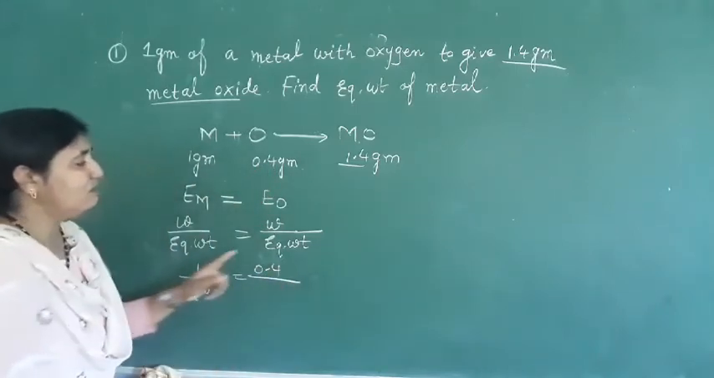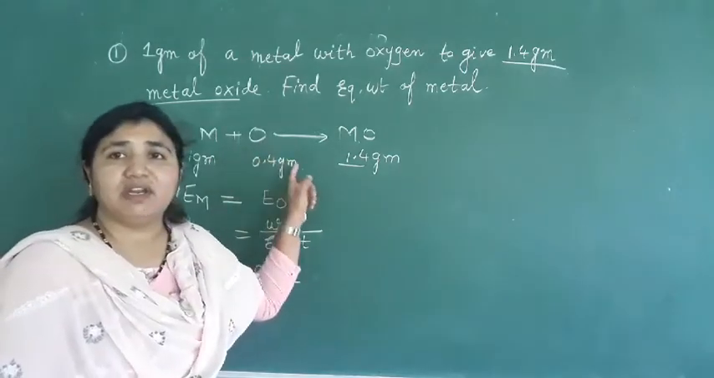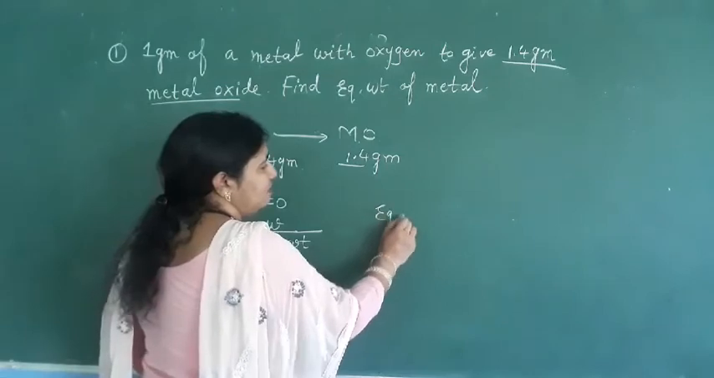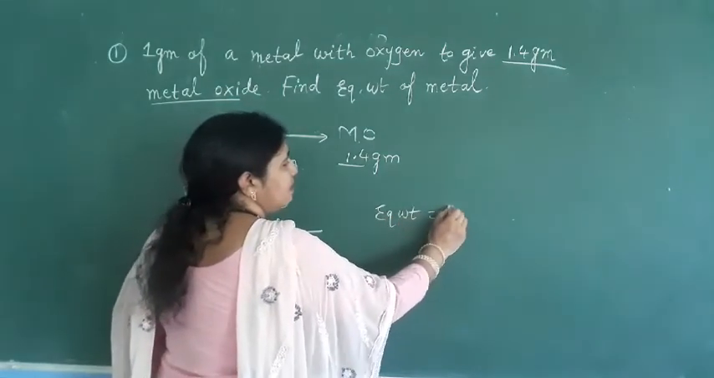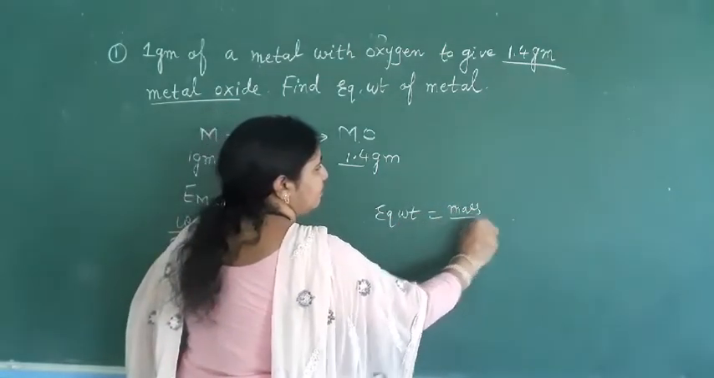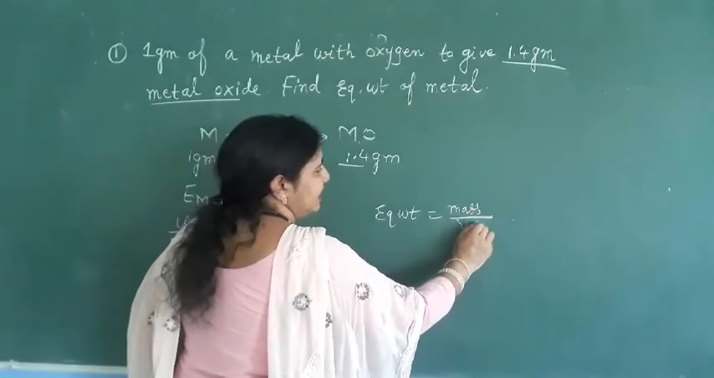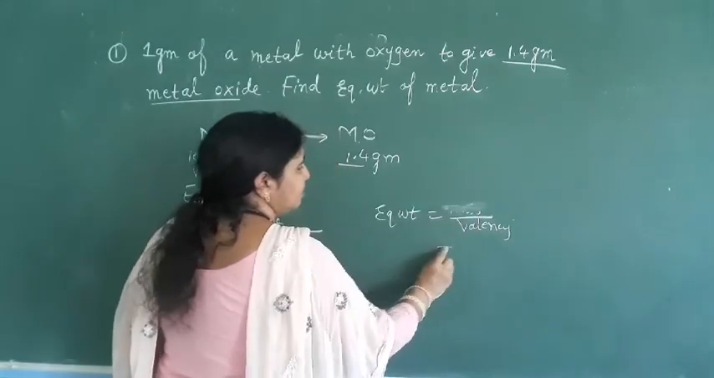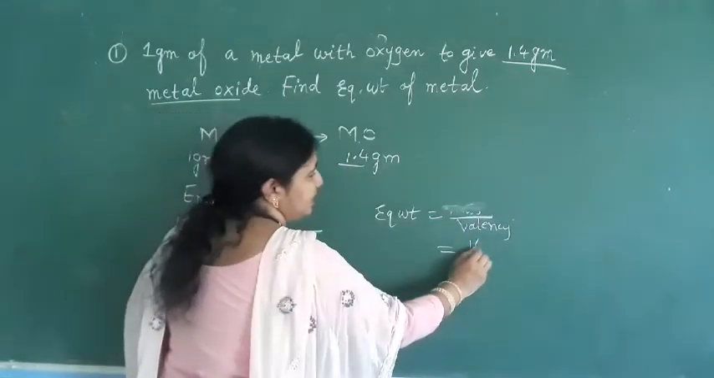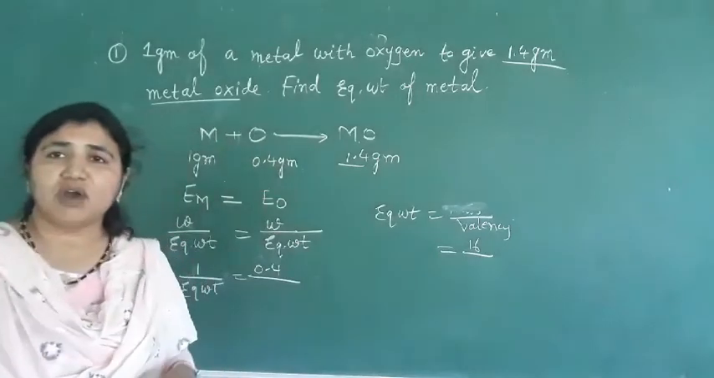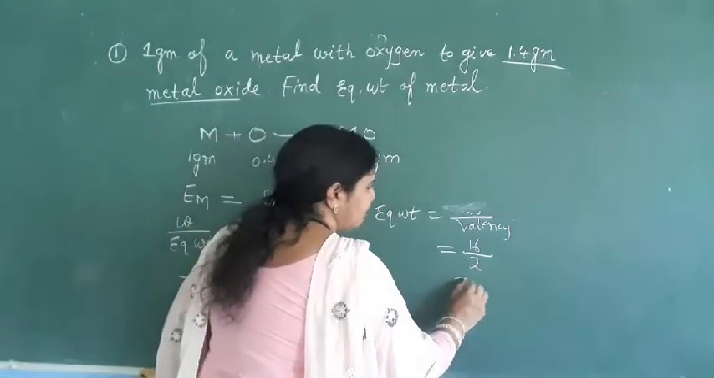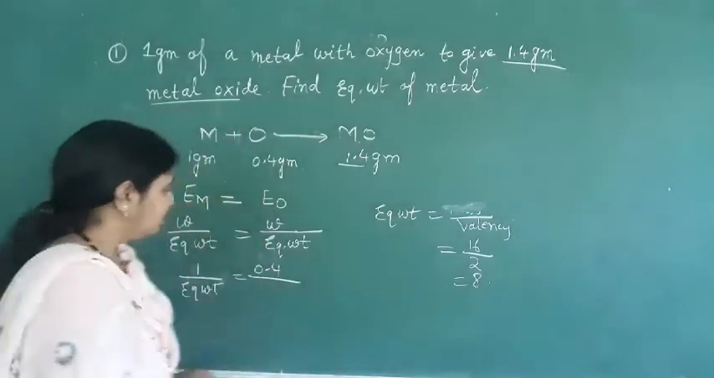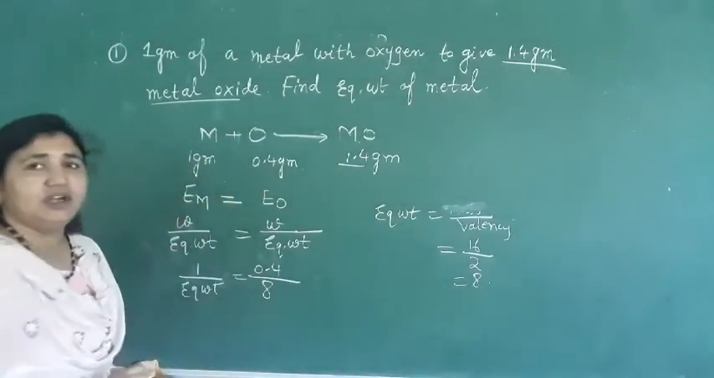Now the equivalent weight of oxygen. How will we find out the equivalent weight of oxygen? It is mass divided by what here? Mass divided by valency, or atomic mass. The atomic mass of oxygen is 16, divided by the valency of oxygen, which is 2. So we get the equivalent weight of oxygen as 8. So 0.4 divided by 8 we got here.